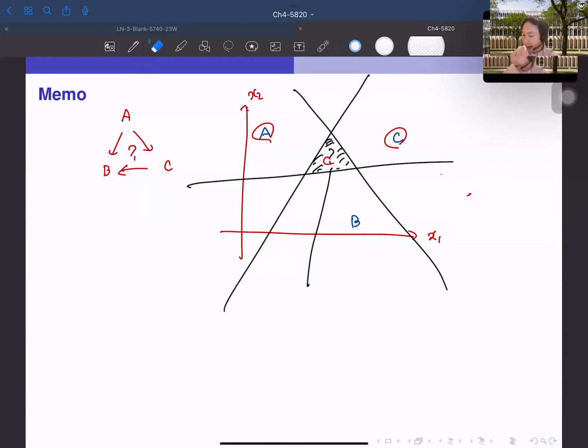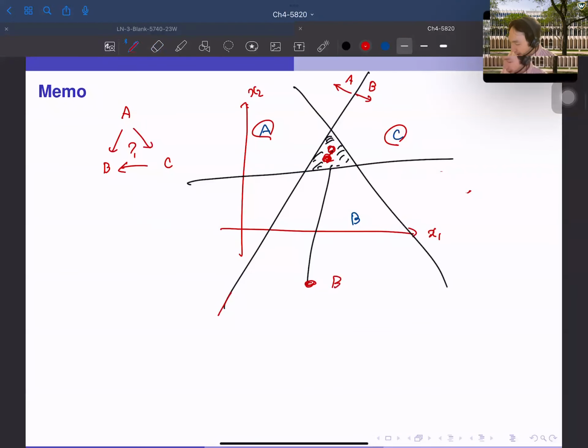Oh, sorry. I forgot. I made a mistake. So okay, this area. Actually, at first compare A and B. Then this is A and this is B by the definition of the separating line. So this is the B. In this area, B is more likely than A.